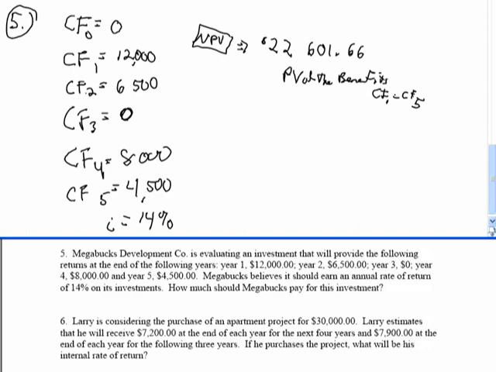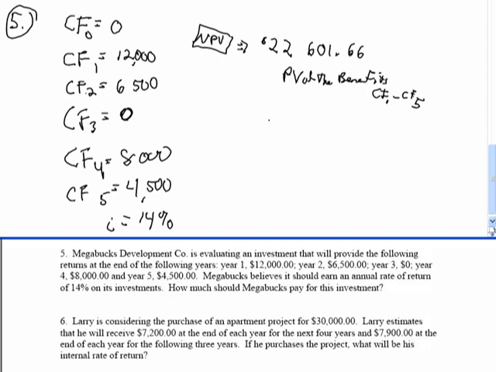Now, number 6, we can read number 6 there. Larry is considering the purchase of an apartment project for $30,000. Larry estimates that he'll receive $7,200 at the end of each year for the next 4 years, and then $7,900 at the end of each year for the following 3 years. If he purchases the project, what will be his internal rate of return? Okay, interesting. This is our first internal rate of return problem. And also, we can use the times or the number of payments feature in the cash flow menu. This would be a good problem for that.